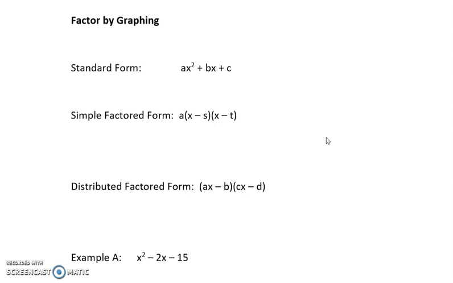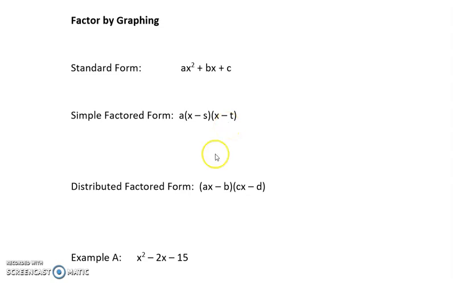The thing you want to remember is standard form is this nice simple ax squared plus bx plus c. And there's two factored forms. The simple factored form is some constant a multiplied by parentheses x minus s and more parentheses x minus t. And what you should remember about this form is that s and t are the zeros, that is to say the x-intercepts on the graph.